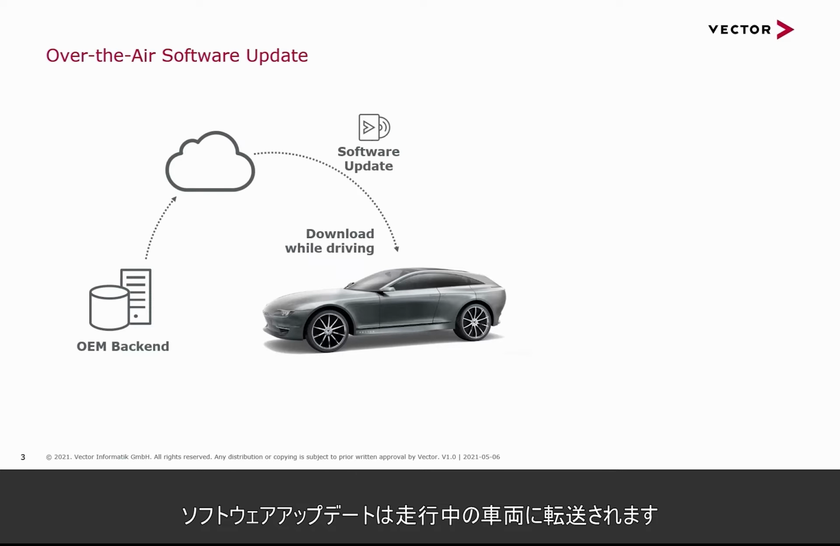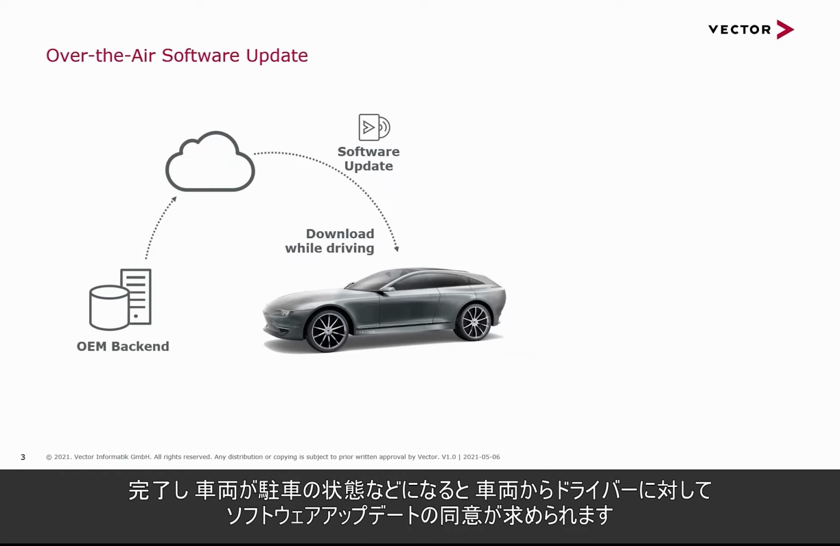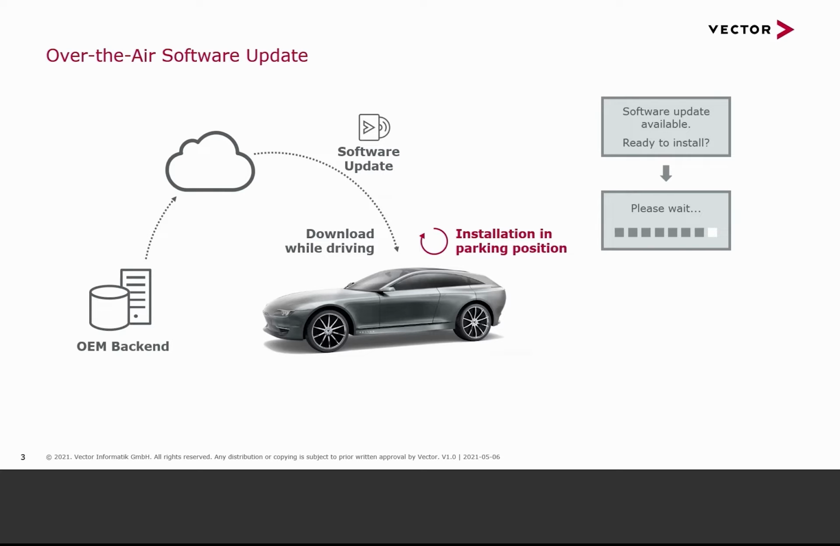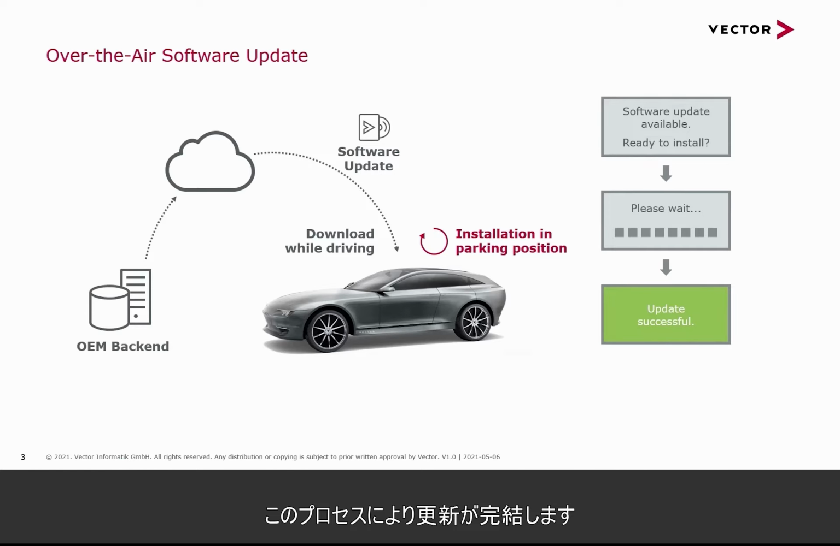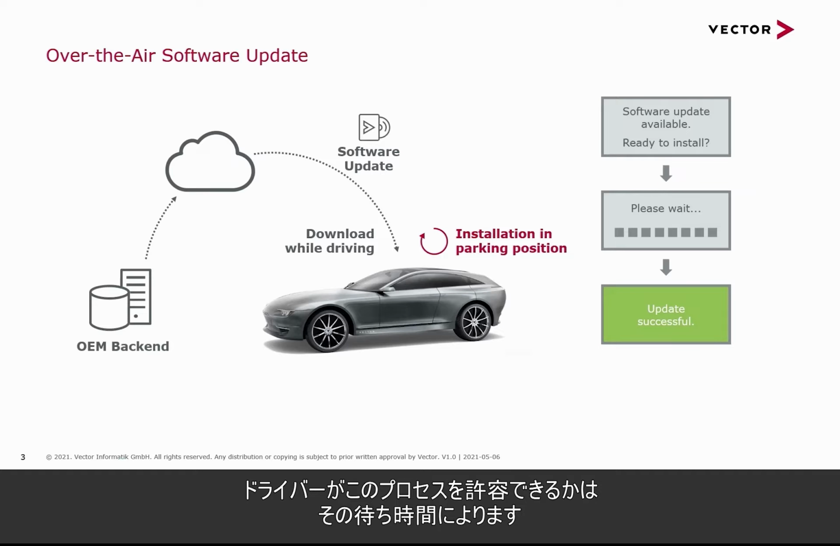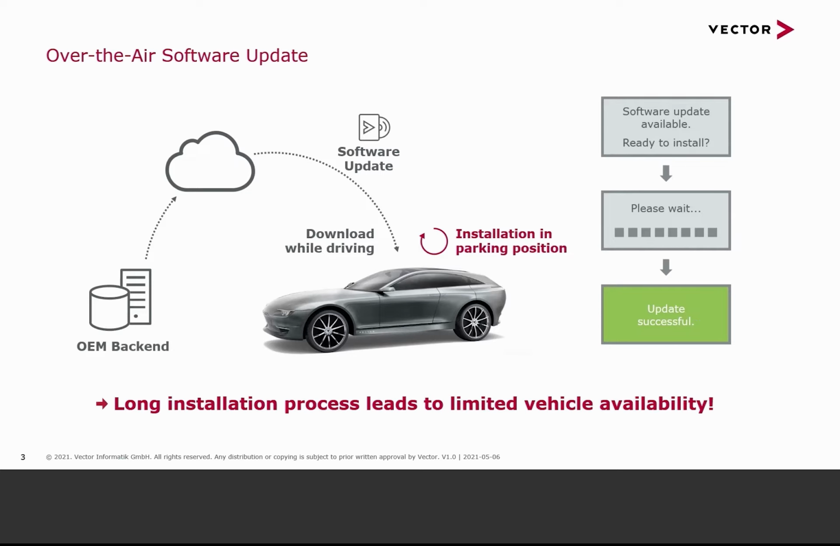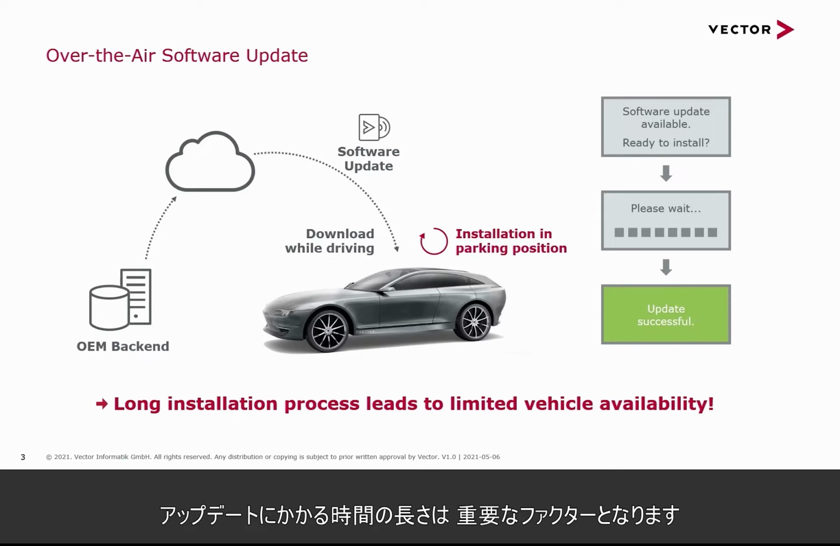Software updates are transferred to the vehicle while driving. Once completed and the vehicle is, for example, in parking position, the driver is asked for consent. The activation or rollout of the software update in the vehicle may take some time. Afterwards, the update is successfully installed. As you can see, a great impact on the driver's acceptance of this procedure is the waiting time. In this time frame, it's not possible to drive. So the long installation process leads to a limited vehicle availability.